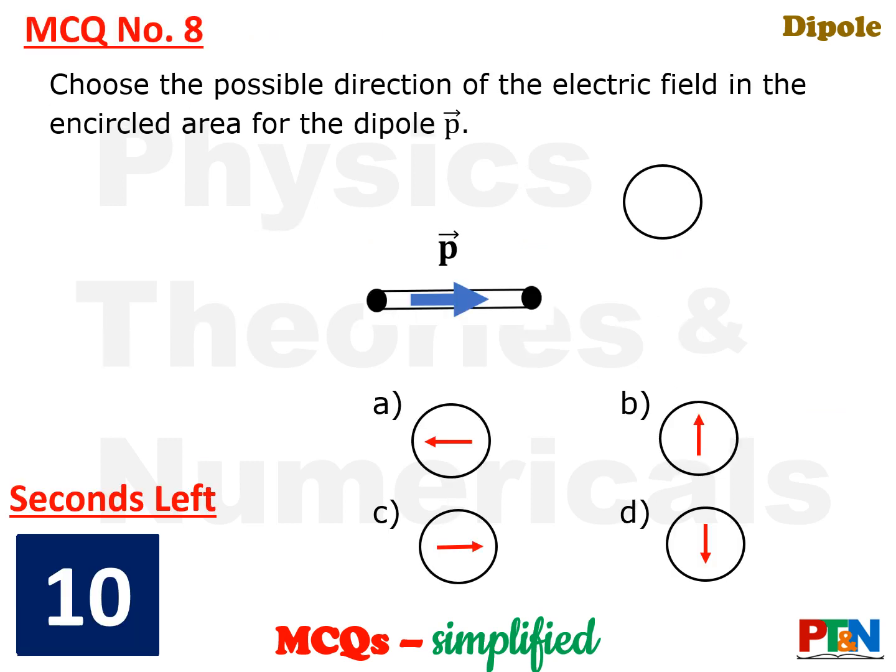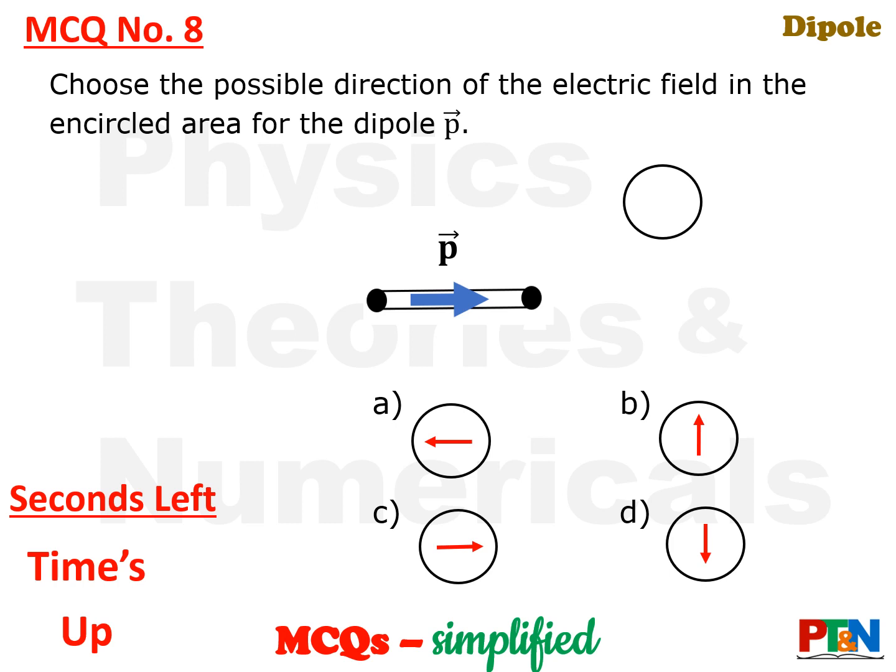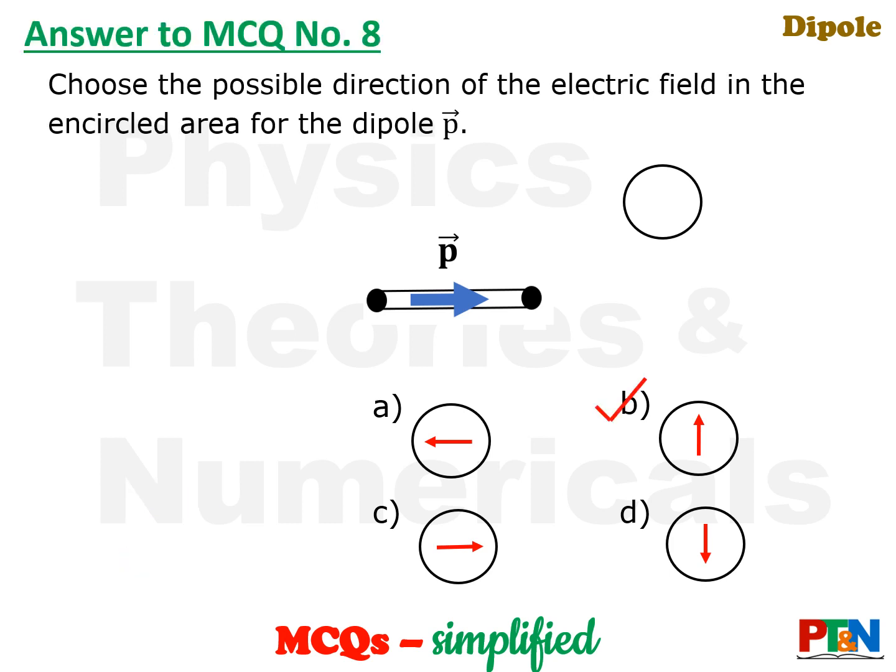Next MCQ. Similar one. Now for the dipole that has been shown and that empty circle, you need to choose what will be the direction of the electric field in that empty encircled area. Which one will be the possible direction of electric field? 4 options for you. 10 seconds time. Time starts now. Time's up. Let's see the answer. The answer is option B.